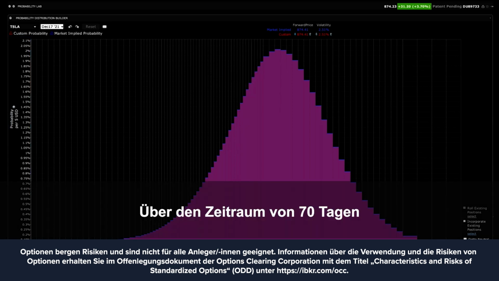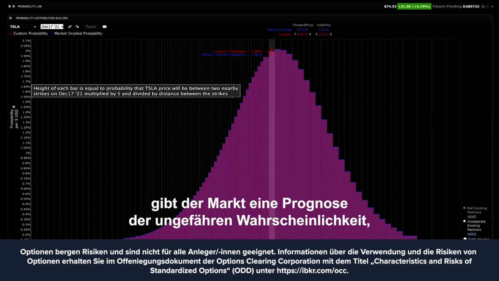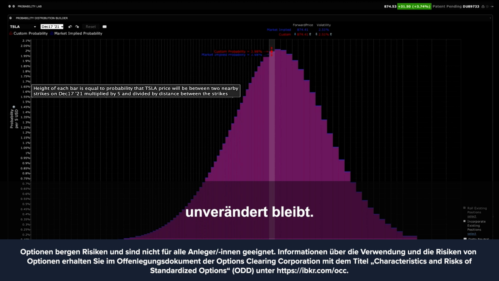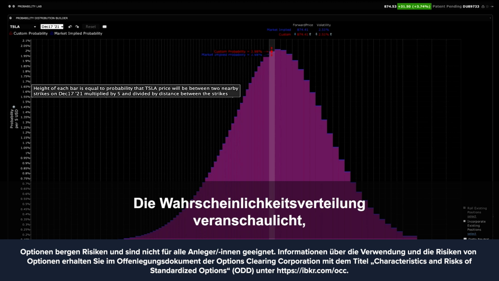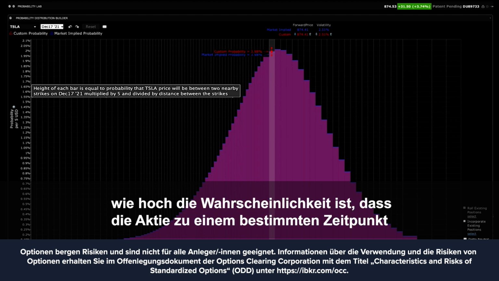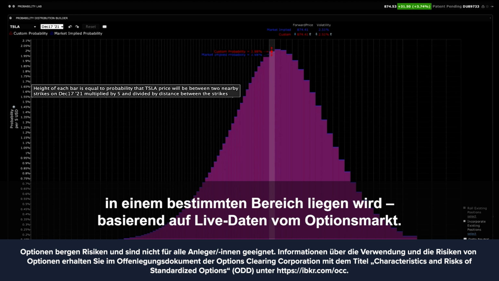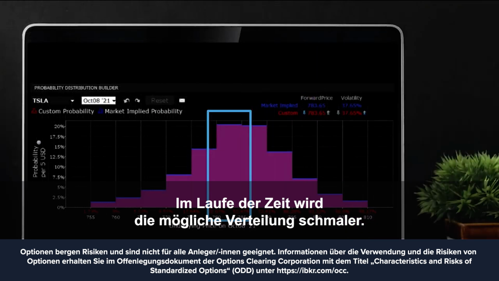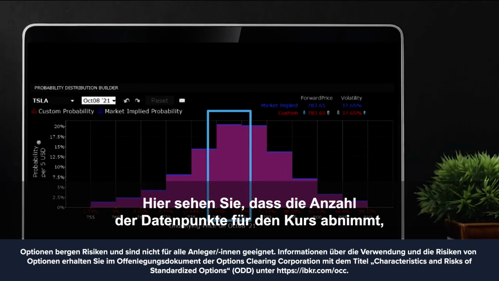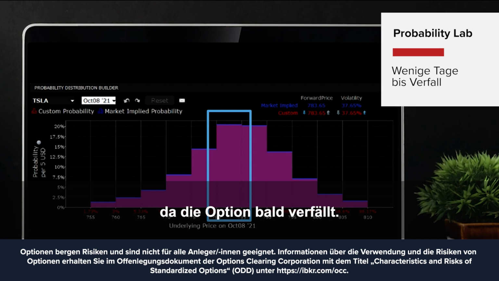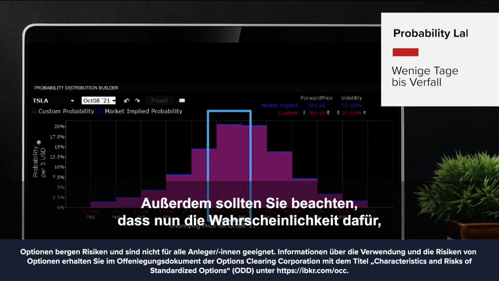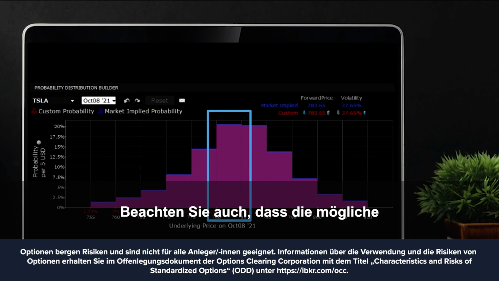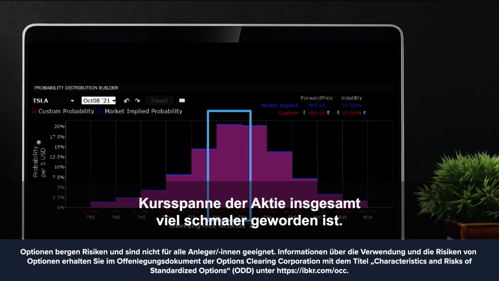Over a 70-day period, the market assigns an approximate probability that the share price will remain unchanged by the time the option contract expires. In short, the probability distribution visually depicts the chance that the stock will lie within a specific price range at a certain time derived from live option market data. As time passes, the possible distribution shrinks. In this chart, you can see that there are far fewer price points since the option expires soon. And you should also notice that the probability of settling within the highlighted bar is now approximately 20. Notice also the potential price range at which the stock could settle has massively shrunk.